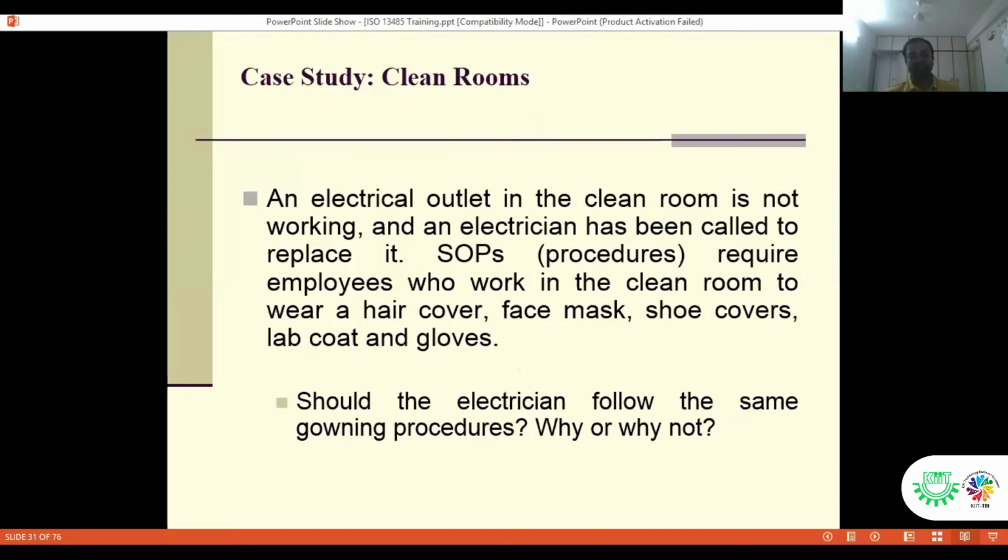So, does the electrician follow the same gowning procedures? Why or why not? Here I will give you the answer: yes. The electrician should also follow this SOP of gowning because irrespective of who he is, he is entering a clean room. Any professional, any employee, whether from an outsourced company or a full-time employee, has to follow the SOPs.